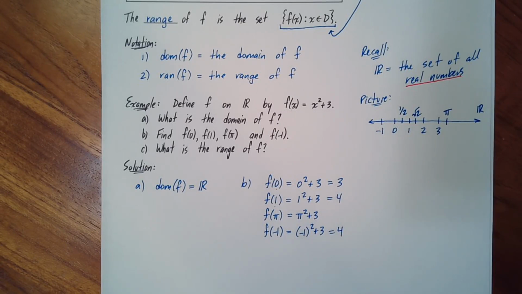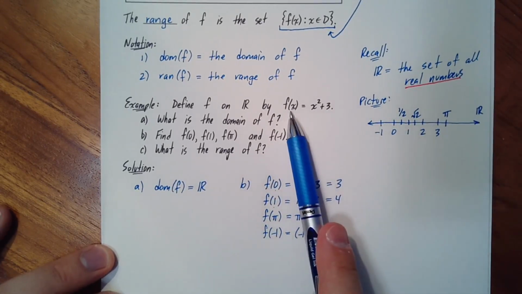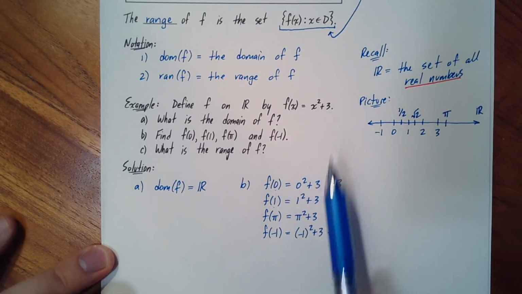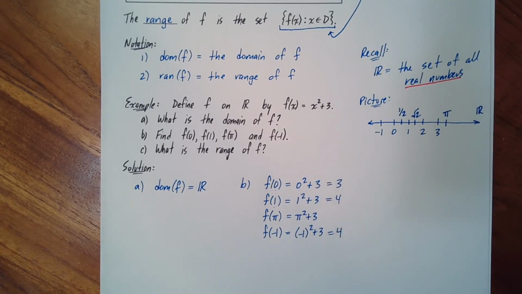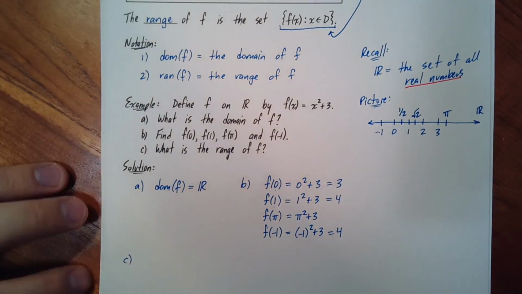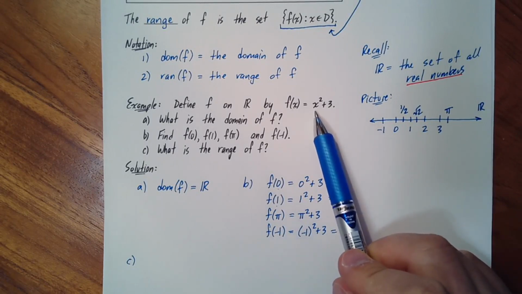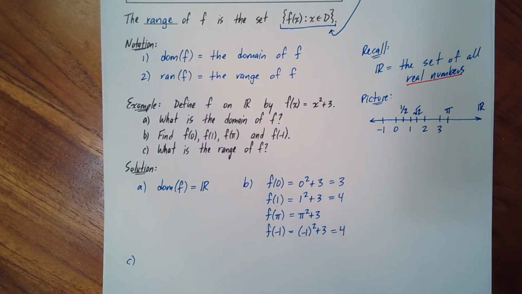So, what types of numbers could appear as output values from this rule, right? Remember, the function takes an input value and it squares it and adds 3. So, which numbers can you get? Here's the way to think about it. Start by looking at the fact that the rule that defines the function f has an x squared in it. Let's start with that. What do you know about the square of something?